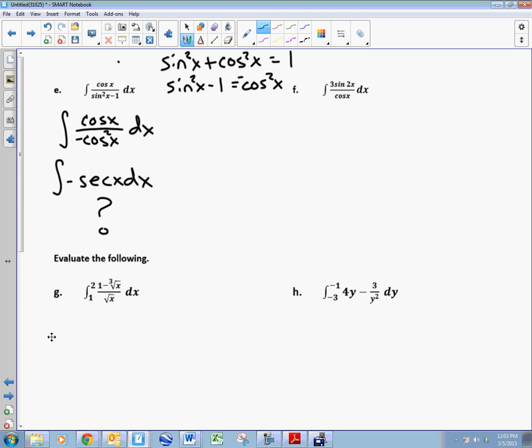You don't know this one yet. This is challenging. You know that the derivative of secant is secant tan, but you don't know the antiderivative of secant. The antiderivative of secant ends up being the natural log of the absolute value of secant of x plus tan of x, plus c. So we don't know that yet.